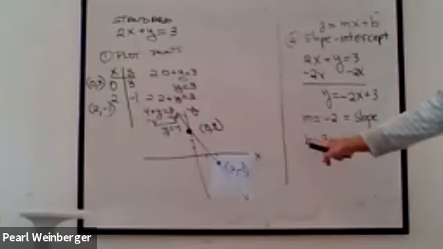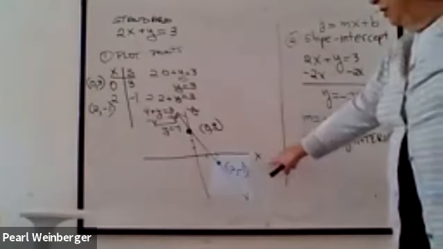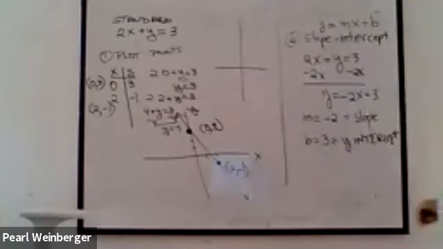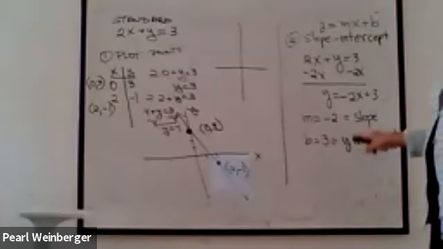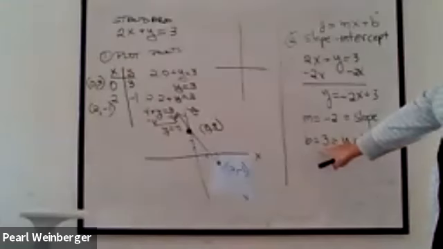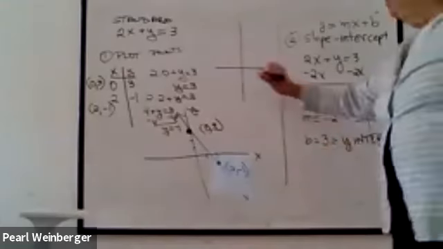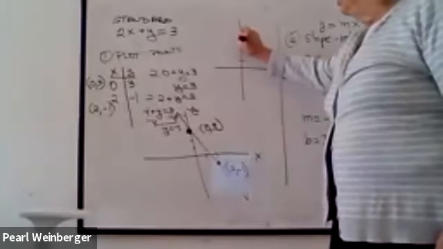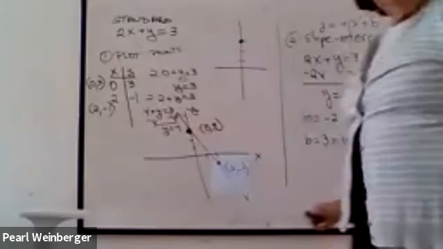Now, I want to leave this on the board to show you that we're really getting the same line. So I'm going to do it over here. How do we use the slope and the y-intercept to graph the line? Well, the y-intercept we know is the point on the y-axis where the line is going to cross. To say that the y-intercept is 3 means I have to go up 3 on the y-axis, which is exactly what we got before.